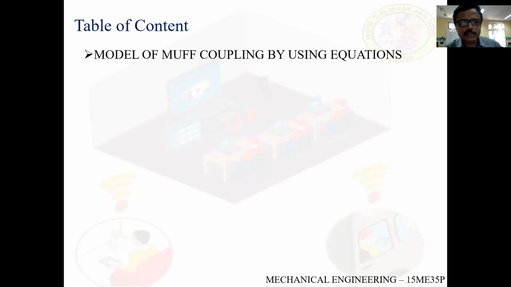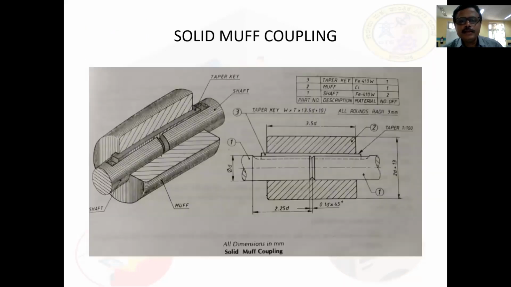So earlier and till now we have done the modeling by entering the dimensions. Now onwards we will learn how to model the components with the help of equations. Let us see. This is the muff coupling drawing.